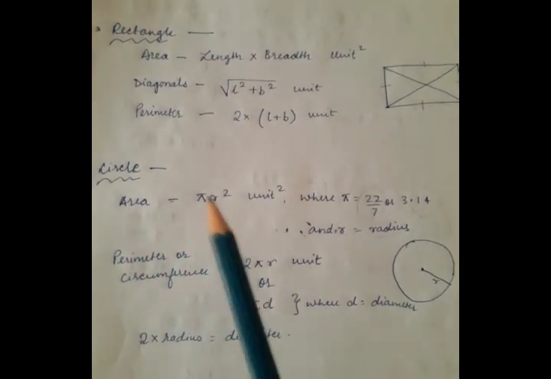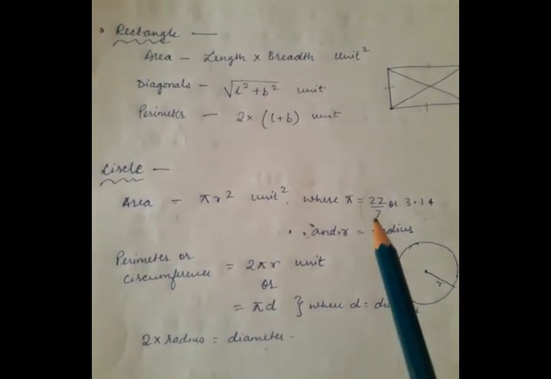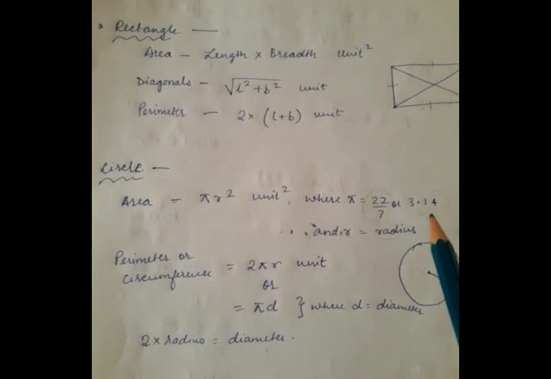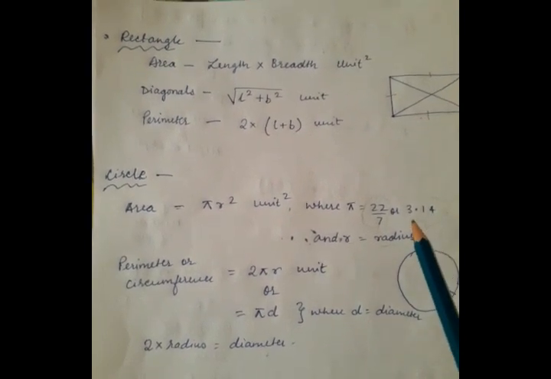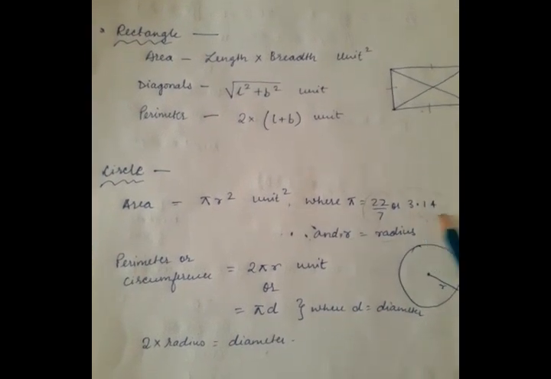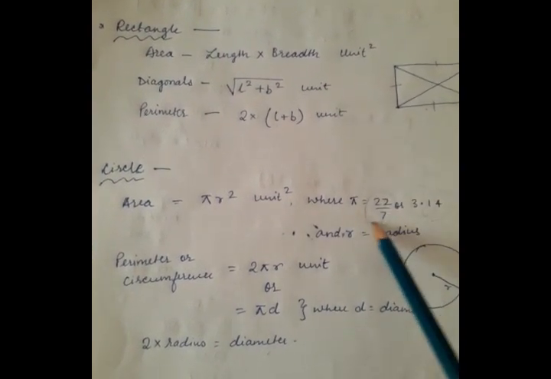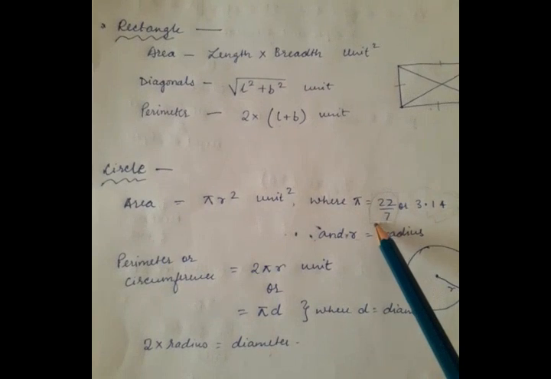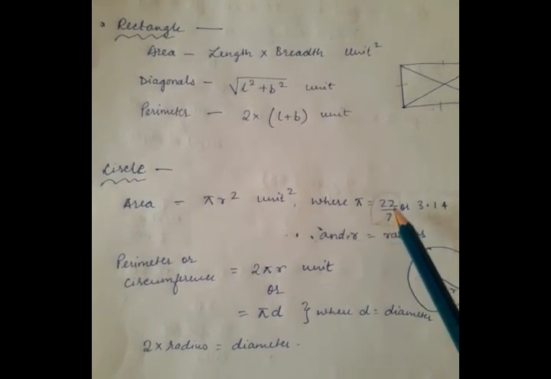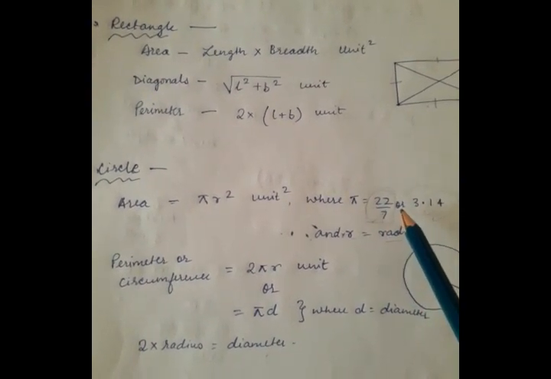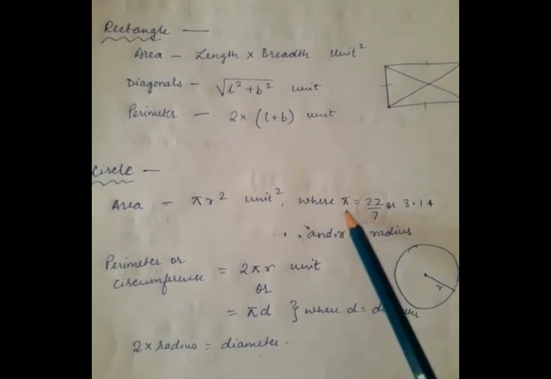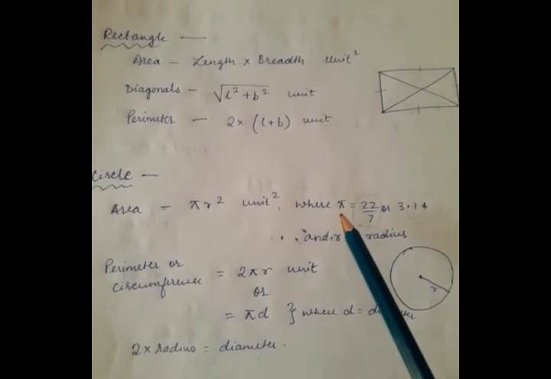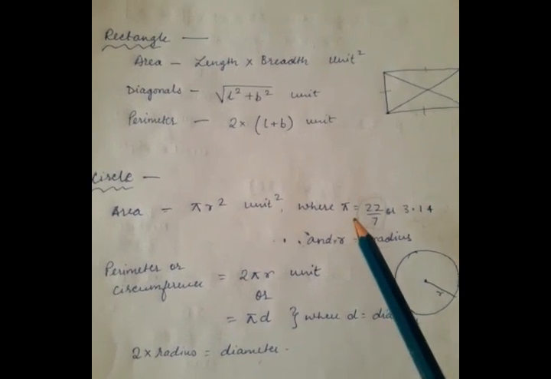Okay, what is the value of pi? Pi is 22 by 7 or 3.14. Until it is mentioned in the question which value to take, the universally accepted value is this. Always remember. Actually, if we go into detail, the exact value of pi is yet to be found, because pi is an irrational number.